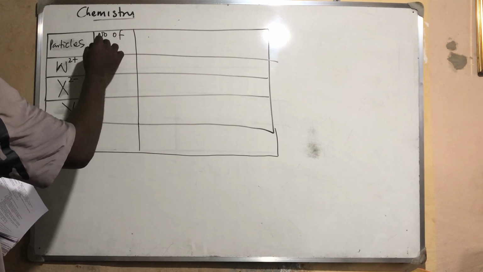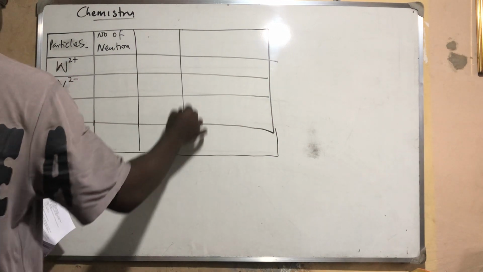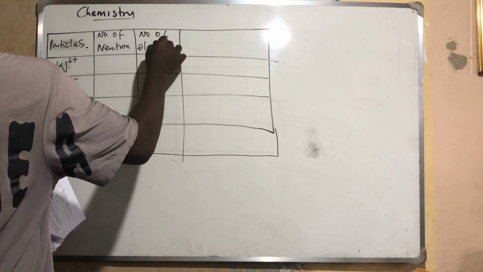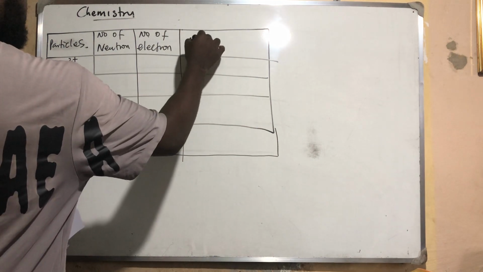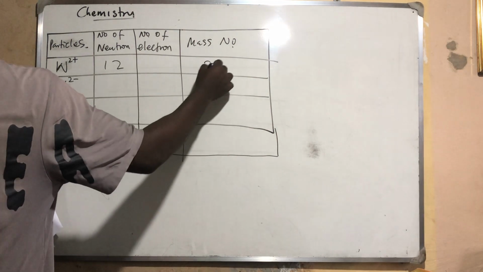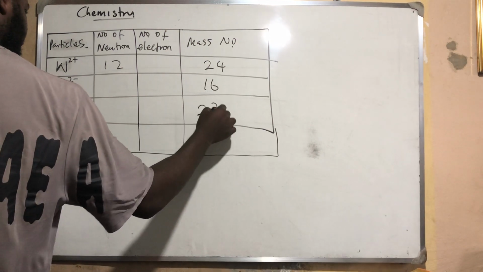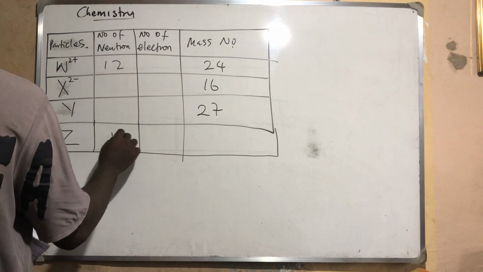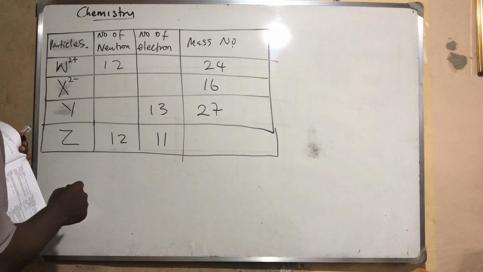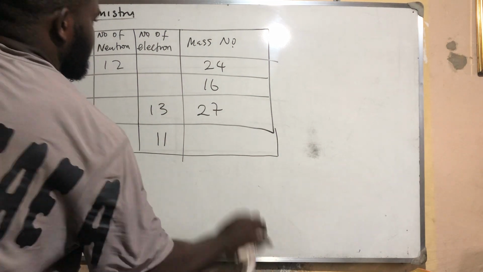So they now say that here is number of neutron, number of electron, the mass number. Okay, so they gave us here as 12, here as 24, here as 16, here as 27, here as 12, here as 11, here 13. I missed one. Sorry.